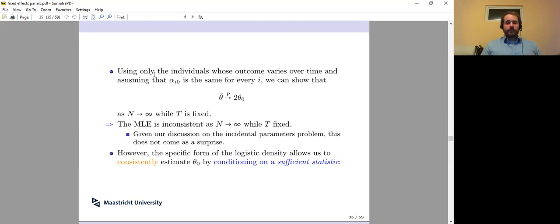However, the good news in the logit example is that we can do some fancy trick. And this fancy trick will allow us to get a consistent estimator, even if t is fixed and only n goes to infinity. And the trick is that we will condition on a so-called sufficient statistic. Okay, what is that?